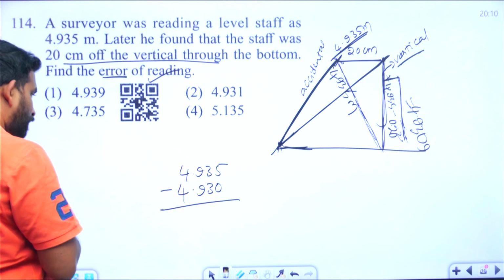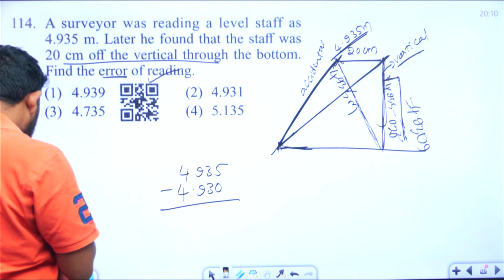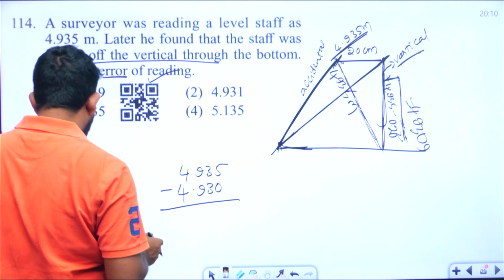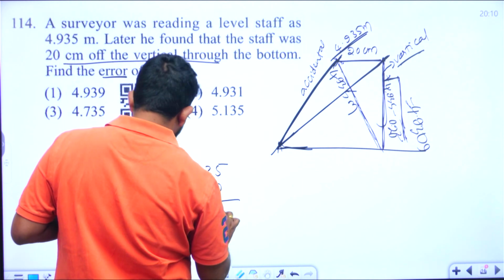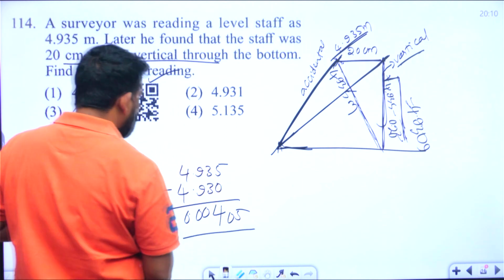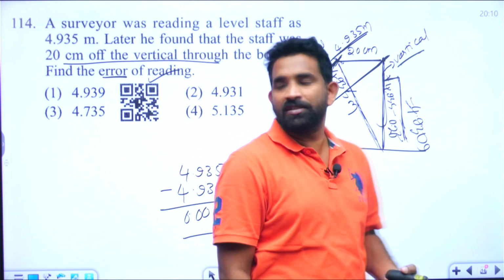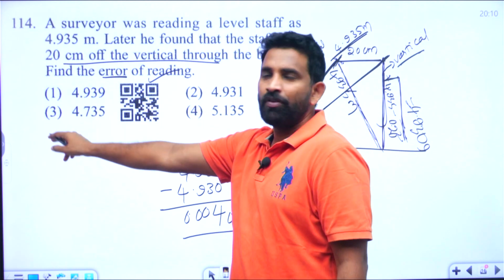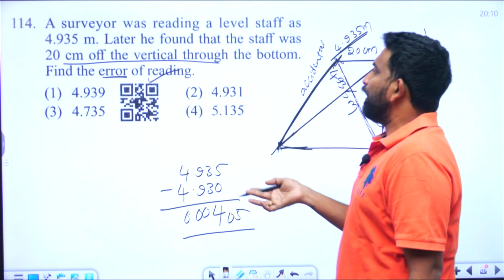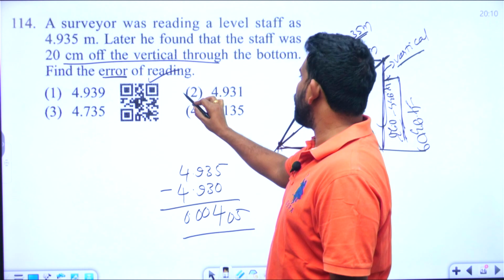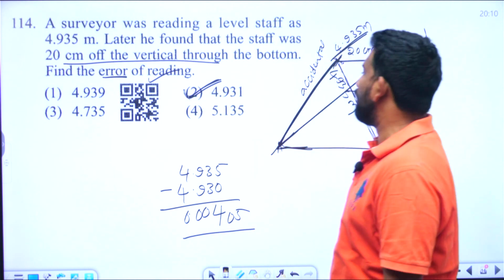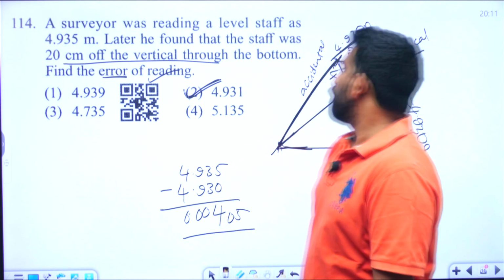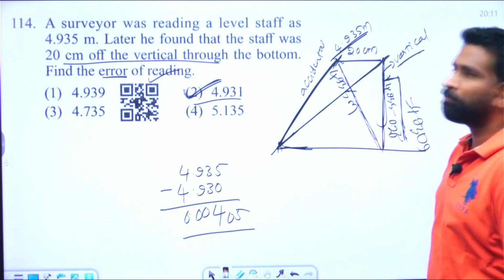So if you take 4.935 minus the answer, the value comes out to be 0.0045. So this should be the answer actually. But the options given here are not these errors. To find the error of the reading, in his way the nearest option might be 4.931, which is actually objectionable, but the nearest answer is 4.931 meters, right?